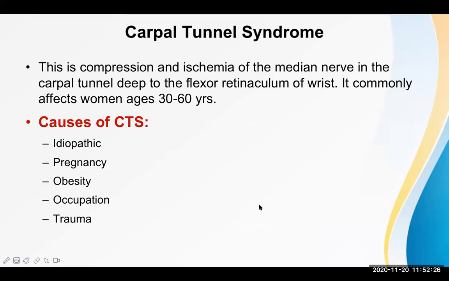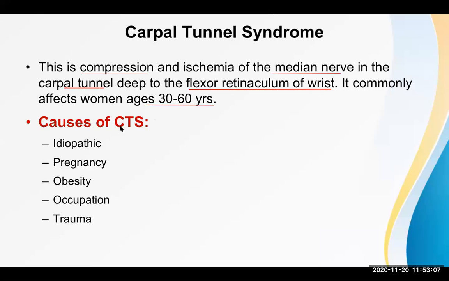Now, with this discussion, let's come to the slide. This is compression and ischemia of the median nerve in the carpal tunnel, which is deeper to the flexor retinaculum of the wrist. You have to remember this term, flexor retinaculum. So compression, and after compression there is ischemia, of the median nerve in the carpal tunnel deep to the flexor retinaculum of the wrist. It commonly affects women ages 30 to 60 years, but it can also occur in males.